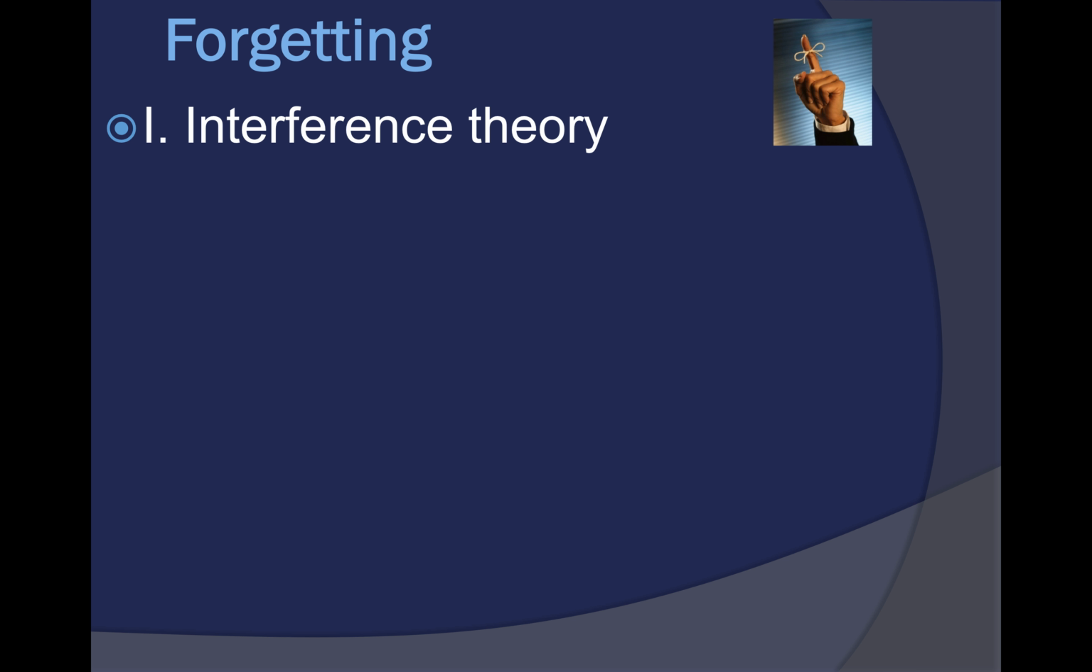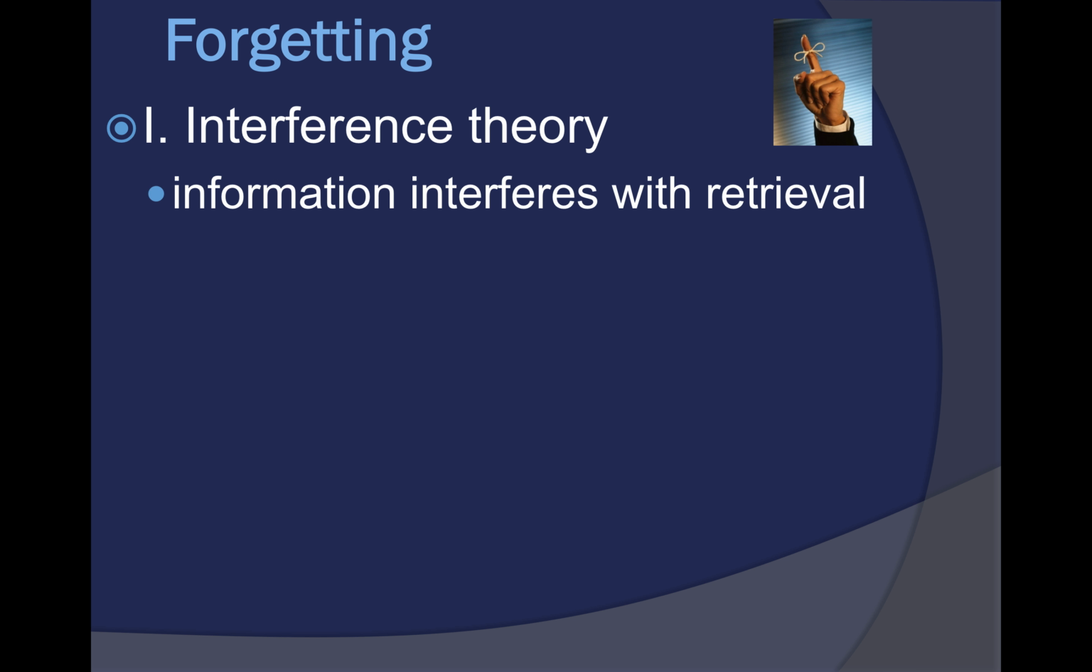One is called interference theory, and interference theory just suggests that the information that you're trying to get is actually in memory, it's just being interfered with by either newer or older information. We've all had this experience. Just as an example, if you meet someone and you're like, oh, I know I've met them before, but I can't remember their name. I know their name. It's actually a name for that phenomenon called tip of the tongue phenomenon. That's consistent with interference theory.